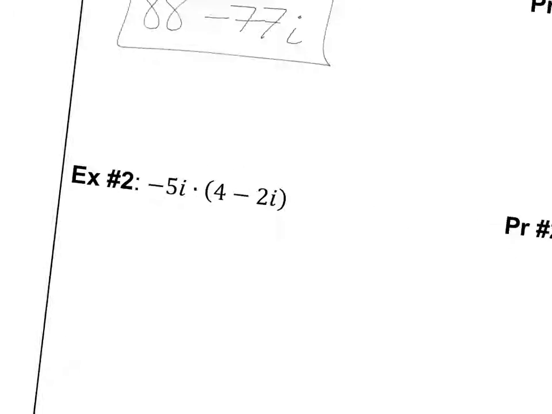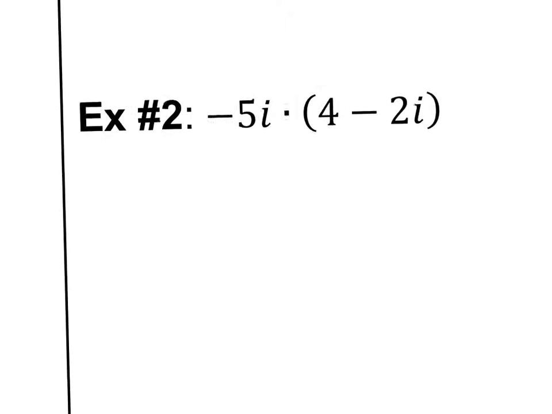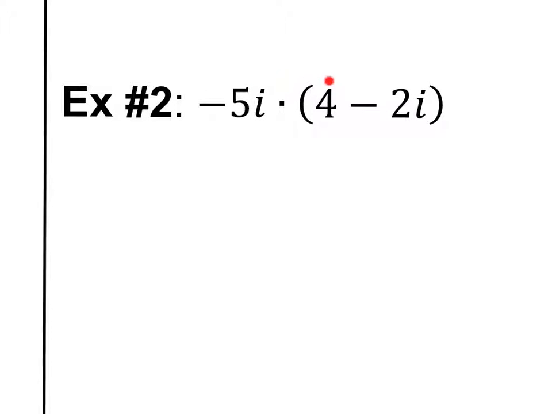Now let's go to something a little bit more fun. What happens if we're multiplying a complex number by an imaginary number? We're still going to distribute, but something interesting is going to happen here. So negative 5i times 4 is negative 20i. That's pretty easy. But what's negative 5i times negative 2i?